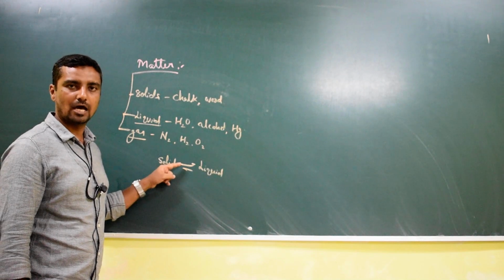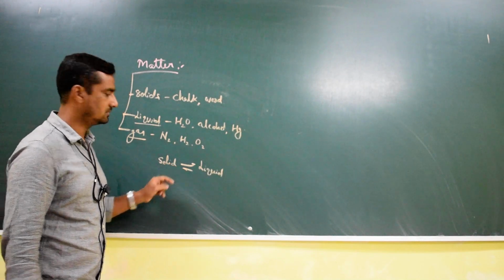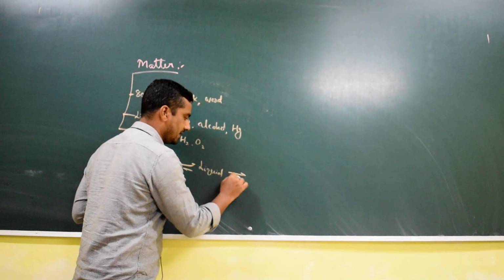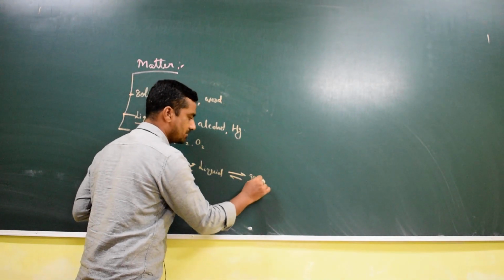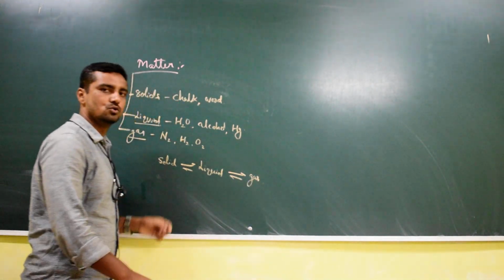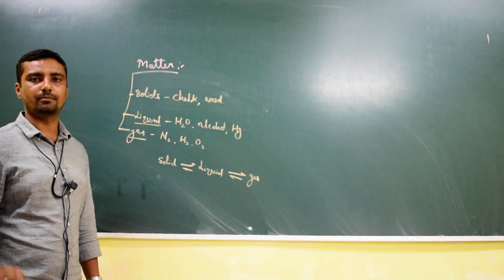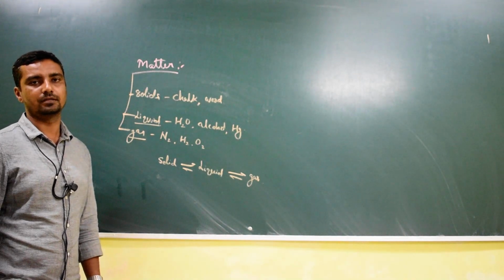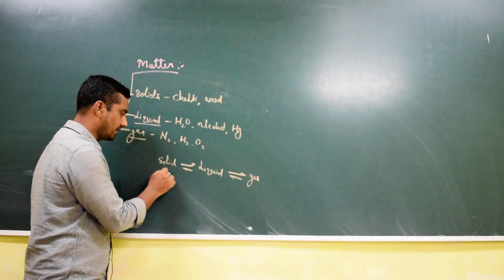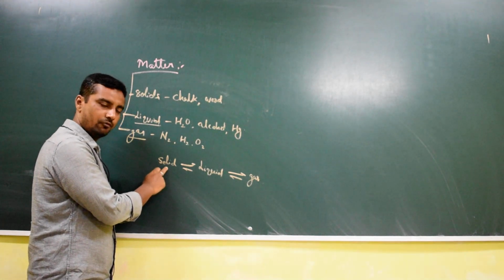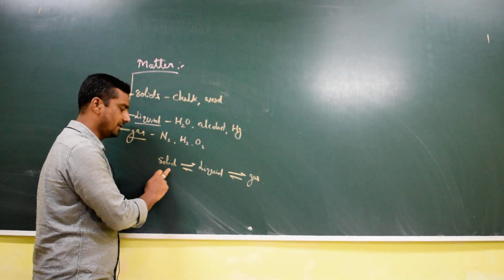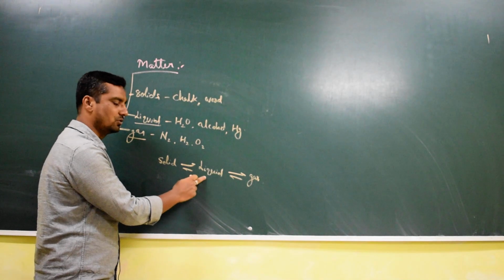That's why I wrote arrow marks on both the sides, right? Where the liquid again turns into gas particles, so they are interconvertible. For example, if we take solid ice and supply some amount of heat, it will melt and turn into liquid.